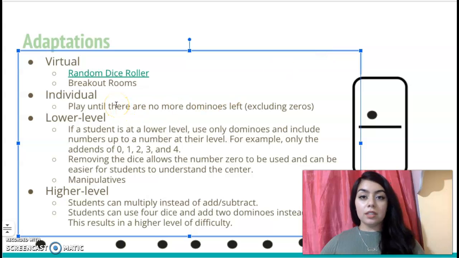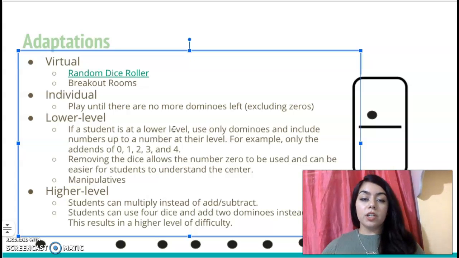And then individually, this center can also be used. Students can play until there are no more dominoes left, excluding 0 since you can't roll a 0 on a 6-sided die. For a lower level, if a student is at a lower level, the teacher can remove dominoes that include only the numbers 0, 1, 2, 3, and 4, so they don't have to add or subtract using 5 or 6. These add-ins can be confusing for some students and they're not at their level yet.